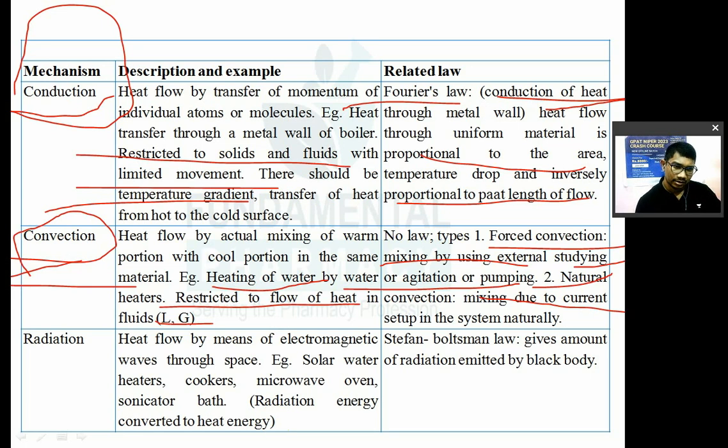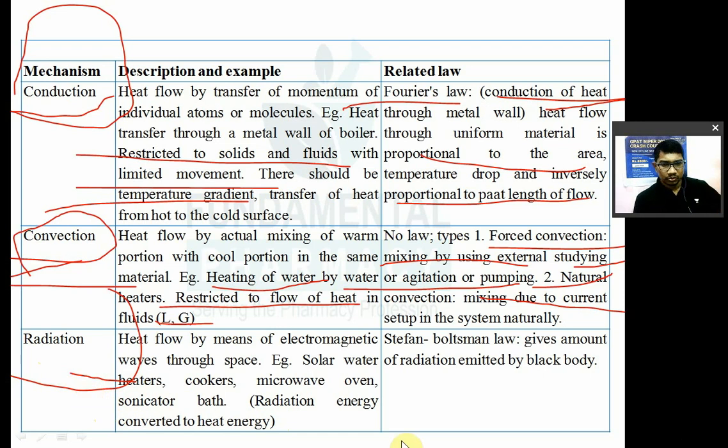So radiation heat transfer mechanism. So heat flow by means of electromagnetic radiation or electromagnetic waves through a space. For example, solar water heater. सोलर वाटर हीटर तो क्या करेगा वो, आपको एक पैनल लगाना पड़ता है, सोलर रेज will fall on that panel, that will convert electromagnetic energy to heat.